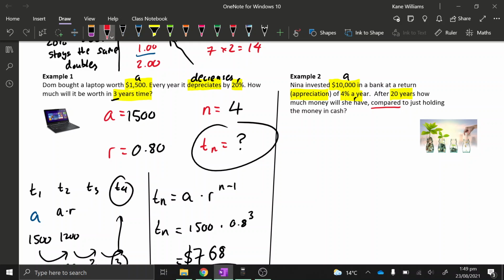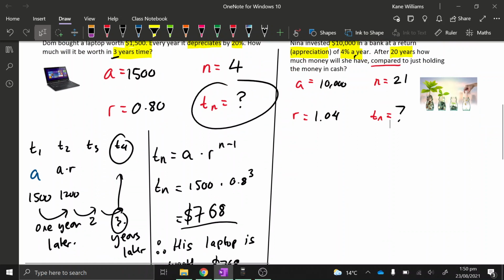So what's our A? Right, so A is $10,000. Is R 0.04? No, it's 1.04 because it increases by 4% from the 1. N is 21. Yes, always increase by 1. If you're confused, do that little calculation to the left there. Also, it depends on the wording. It could say during 20 years or just before 20 years. If it's after 20 years, it's going to be 21. Okay, Tn also we don't know.